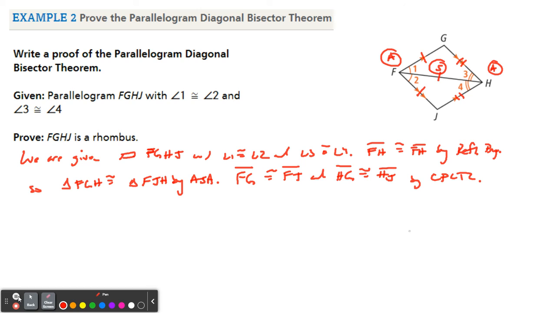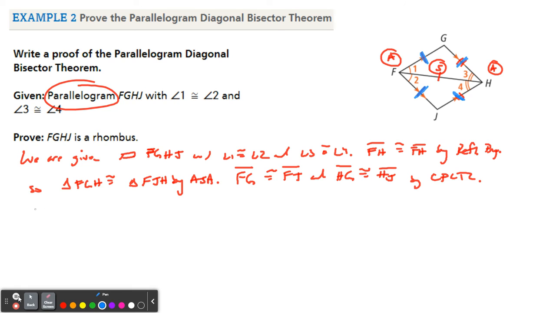But now let's not forget that this thing is a parallelogram. So aside from these two sets of sides being congruent, I also know that the opposite sides are congruent. So I know that FG is congruent to HJ. Since FG has one marking, HJ only needs one marking. I know that FJ is congruent to GH, or HG. Again, one marking. So now I know that all four sides are congruent. So this is a big transitive property problem.